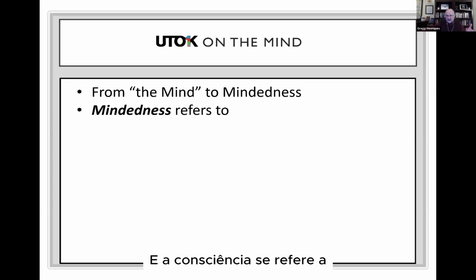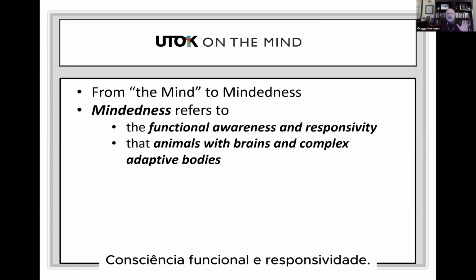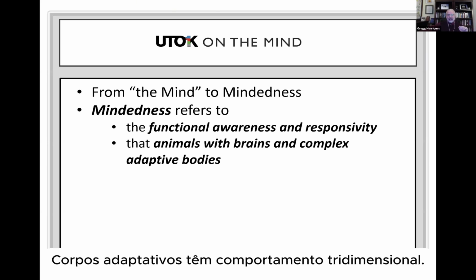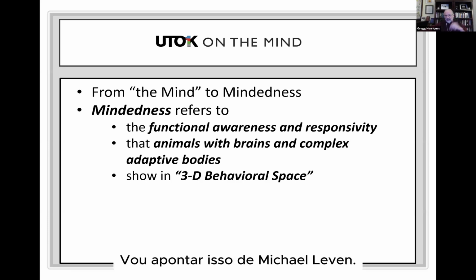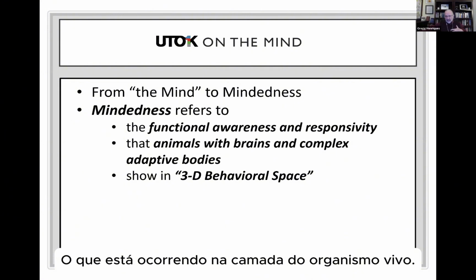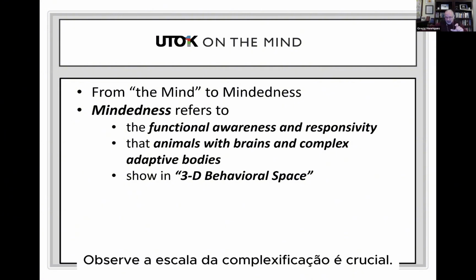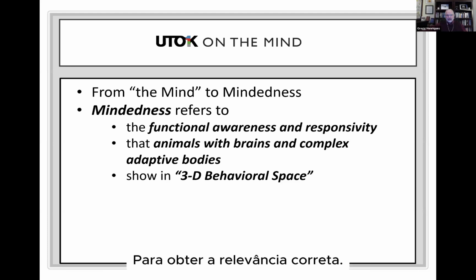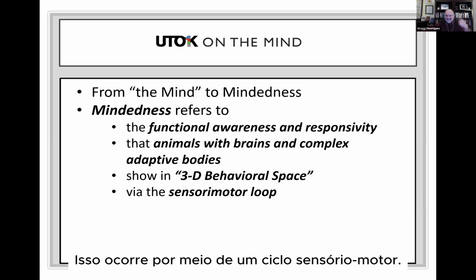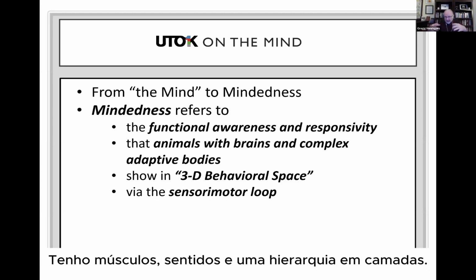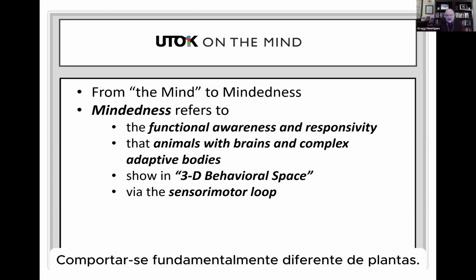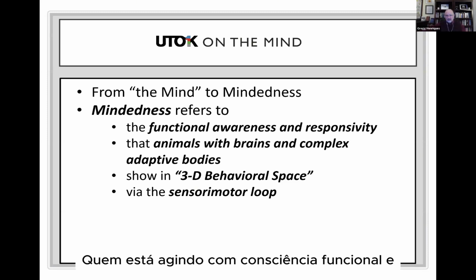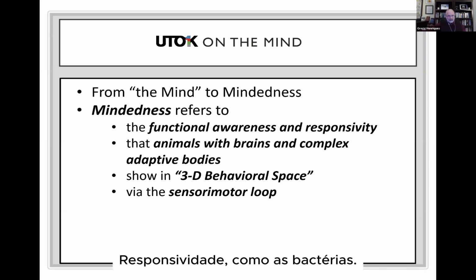And mindedness refers to functional awareness and responsivity that animals with complex brains and active adaptive bodies have in 3D behavioral space. I'll point to that from Michael Levin, as opposed to, say, morphological space, which is taking place at the life organism layer behind me. Again, notice scaling of complexification is crucial to get the right relevance. This is happening via a sensory motor loop. I've got muscles and senses and a nested hierarchy that affords me to behave fundamentally different than plants, who are behaving with functional awareness and responsivity, as are bacteria.